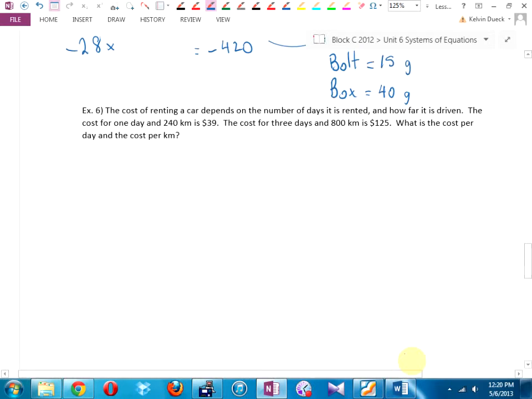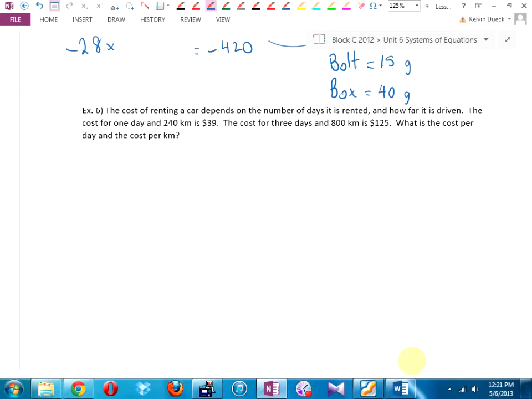Vehicle rentals. Car rentals. Sam, my friend, can you read example 6 to me, please? "The cost of renting a car depends on the number of days it is rented and how far it is driven. The cost for 1 day and 240 kilometers is $39. The cost for 3 days and 800 kilometers is $125. What is the cost per day and cost per kilometer?"